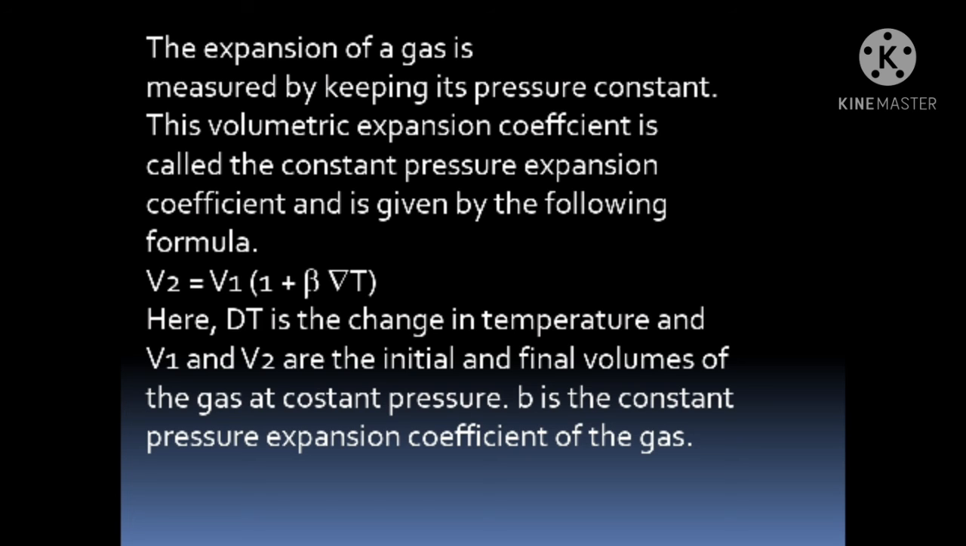Same as we did for areal expansion in solid. Now we learned expansion of liquid. We denoted the formula. In the same way, the formula for expansion of gases is V2 is equal to V1 multiplied by 1 plus beta into delta T. Here delta T is the change in the temperature, and V1 and V2 are the initial and final volumes of the gas at constant pressure. Beta is the constant pressure expansion coefficient of the gas.